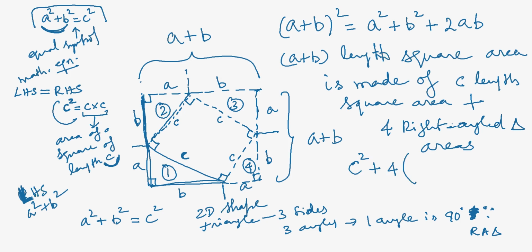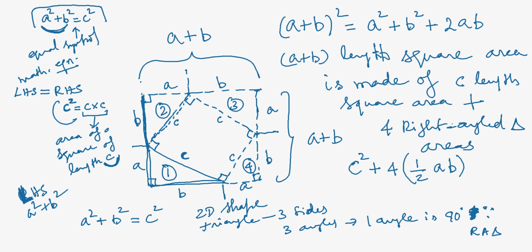Can you tell me the area of one of the right angle triangles? Half into A. Half into? Careful. A into B, half A B, because A is the height and B is the base. Do you see that? Yes.